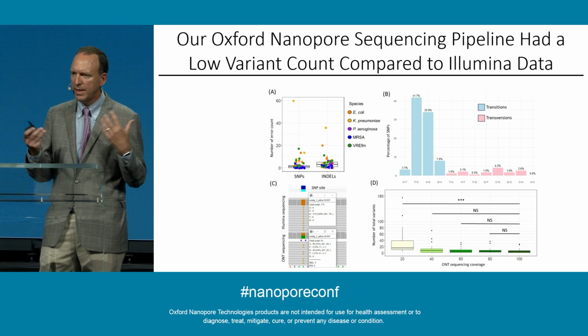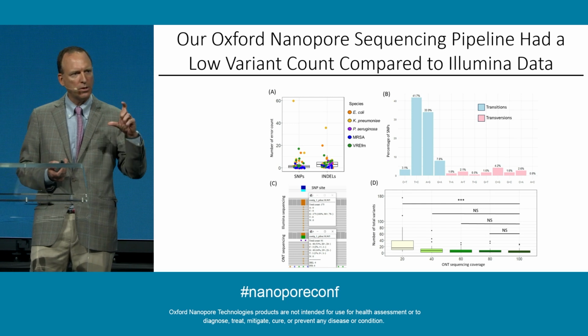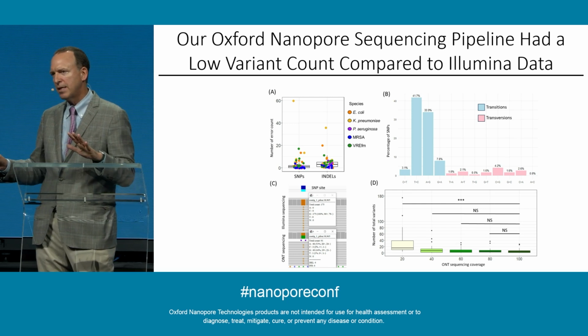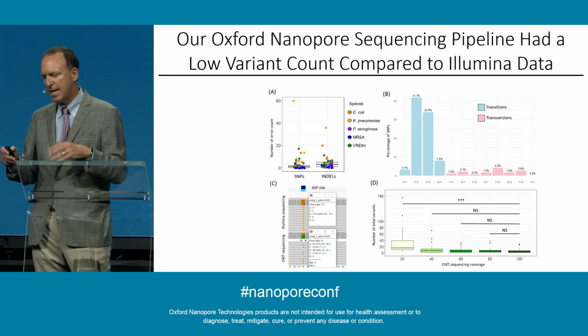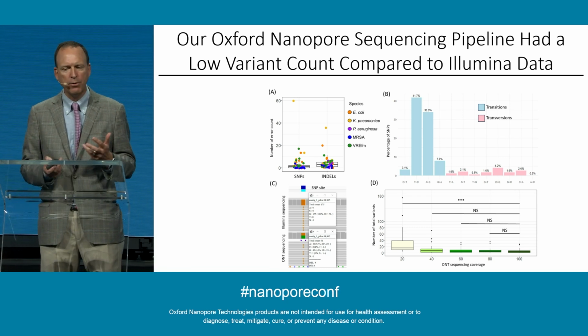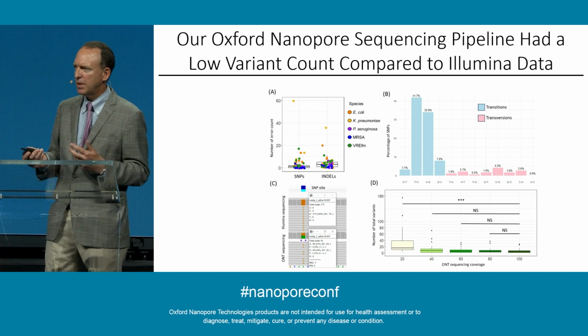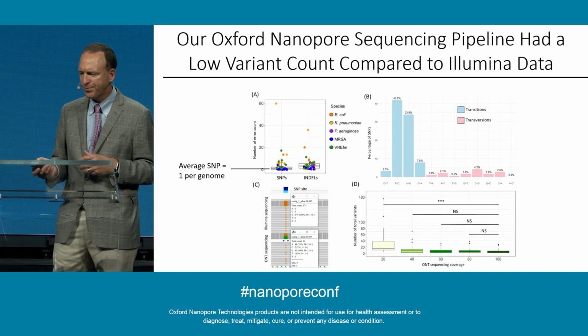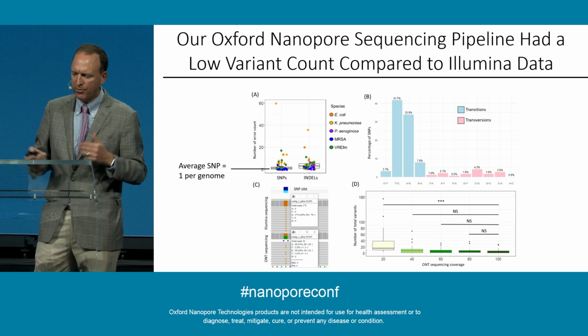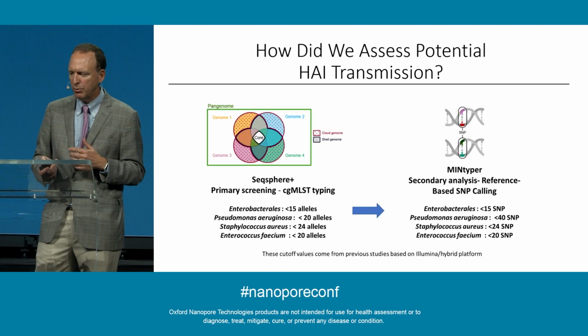And the answer was at 20x, it was too low. We saw a significant amount of errors, but by the time we got to 40x, basically the errors disappeared, and at 60, 80, really no difference. So about 40x was our cutoff for getting really accurate genomes, basically sufficiently accurate to assess transmission. And again, the average SNP, at just any sequencing depth, was about 1 per genome.